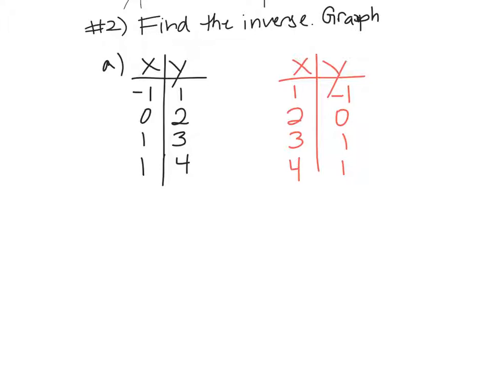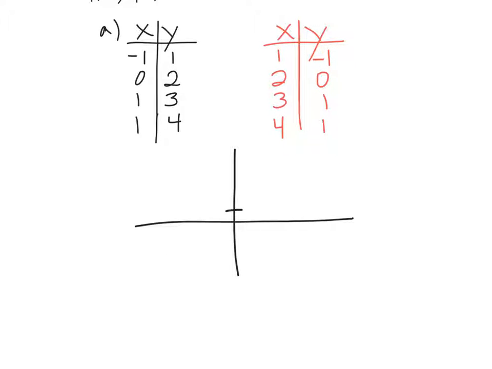Now let's go ahead and graph both of them. These are all points, just 4 points. So I'm going to go 1, 2, 3, 4 in each direction. I'm going to graph them in different colors so that you see which one's which. I'm going to graph my original in blue. So we'll go -1, 1 and put a dot there. We'll go 0, 2. So we're just plotting 4 points. And then we'll go 1, 3, and 1, 4.